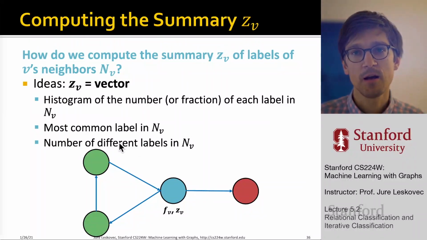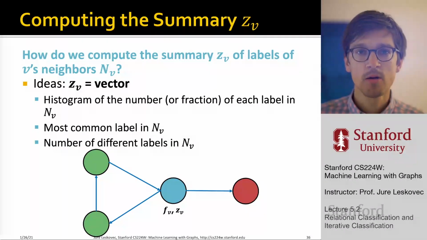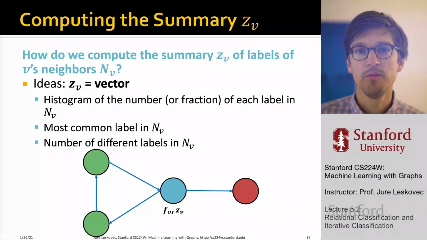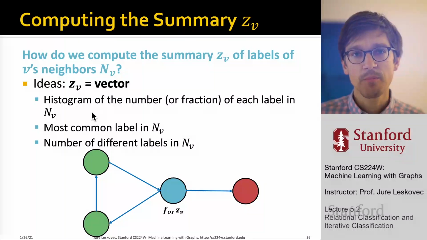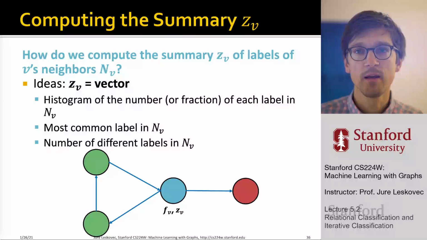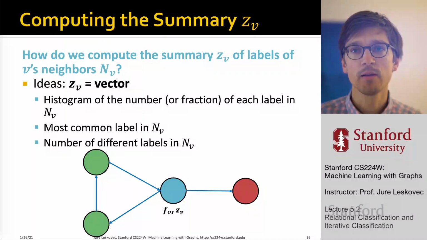We could also, for example, extend Z to say what is the most common label among these neighbors, or how many different labels are among these neighbors. But essentially here the idea is that this vector Z captures how the labels around the node of interest V are distributed among the neighbors of node V in the network. And there are a lot of different choices how we can come up with this vector.